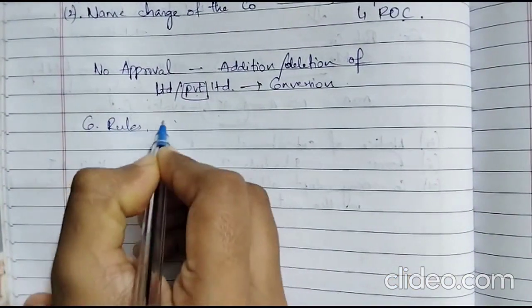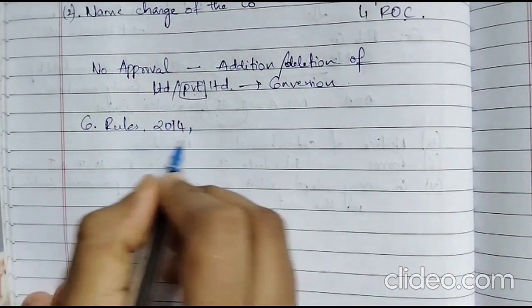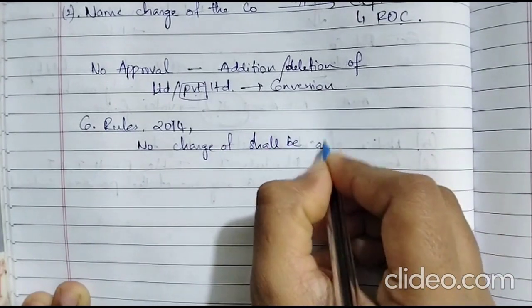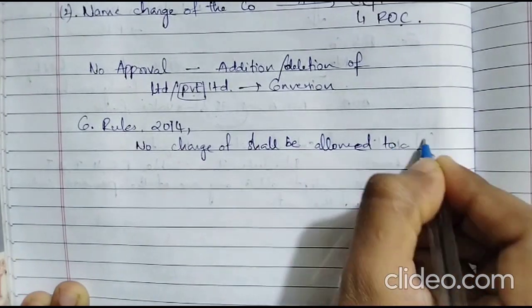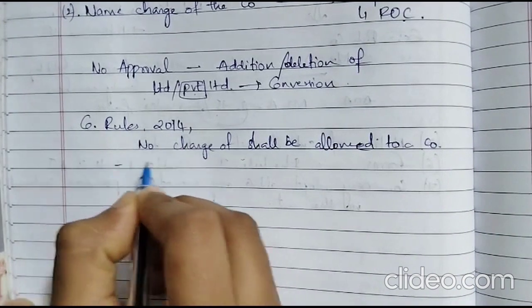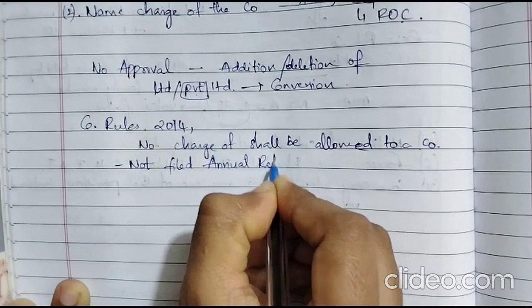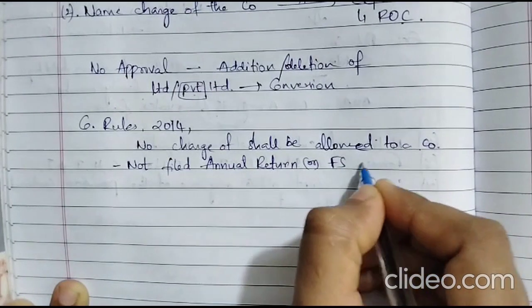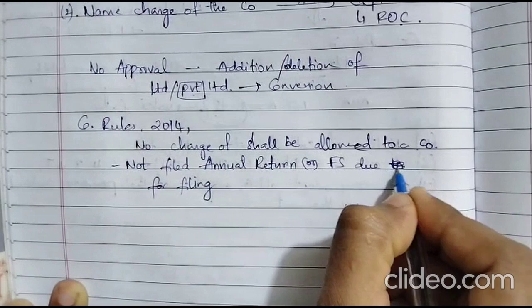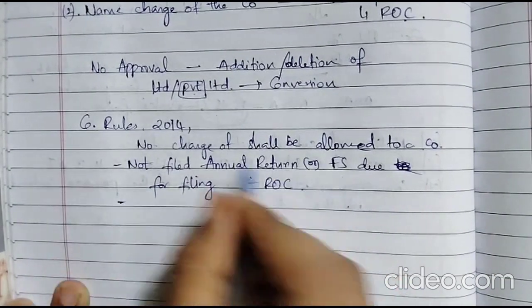Company rules 2014 says you should study this rule for this section. This says no change of name shall be allowed to a company. You cannot change your name. Why? Suppose you have not filed your annual return or financial statement due for filing to ROC, then you cannot go for name change.